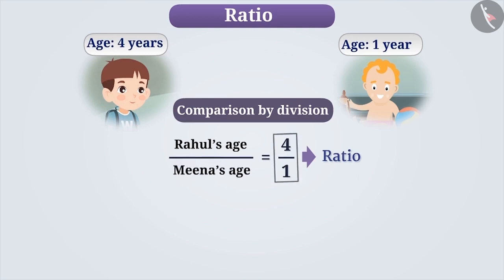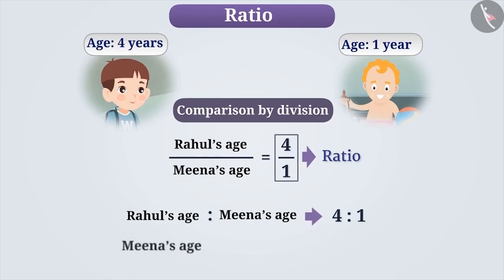Therefore, Rahul's age to Meena's age using the comparison by division is a ratio which is represented by 4:1. Similarly, we can say that the ratio of Meena's age to Rahul's age is 1:4. We denote ratio by the symbol colon to compare two quantities.